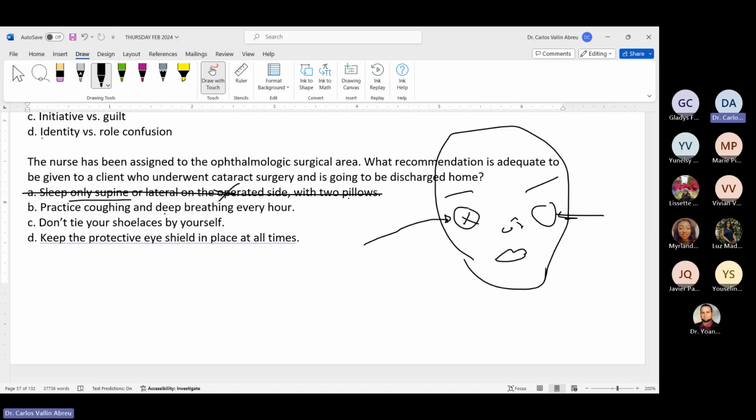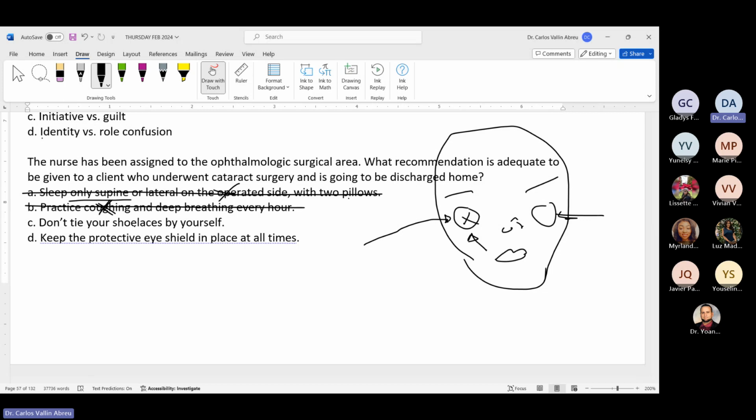Practice coughing and deep breathing every hour. A client that has surgery in the eye should not do coughing. Coughing is not good for them, because the increment of the intraocular pressure could produce distortion of the surgery and displacement of the lens.